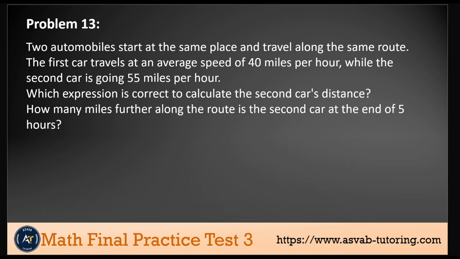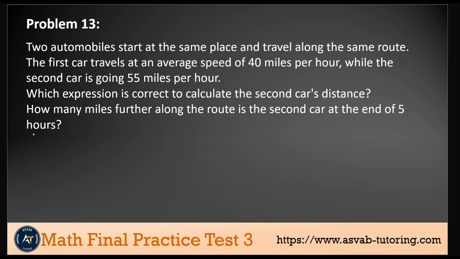Problem 13. Two automobiles start at the same place and travel along the same route. The first car travels at an average speed of 40 miles per hour, while the second car is going 55 miles per hour. Which expression is correct to calculate the second car's distance? And how many miles further along the route is the second car at the end of the 5 hours?